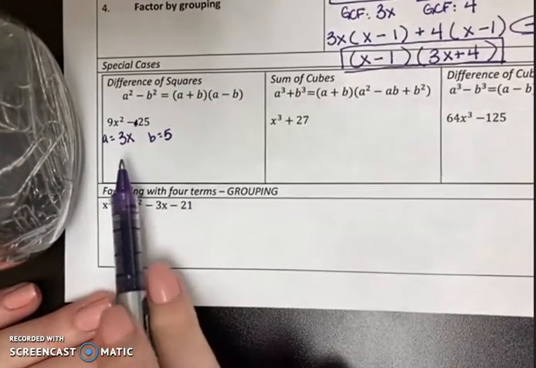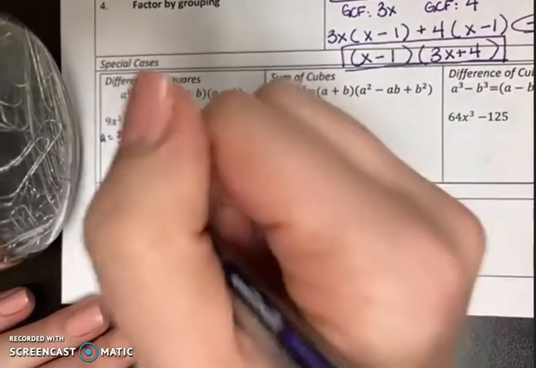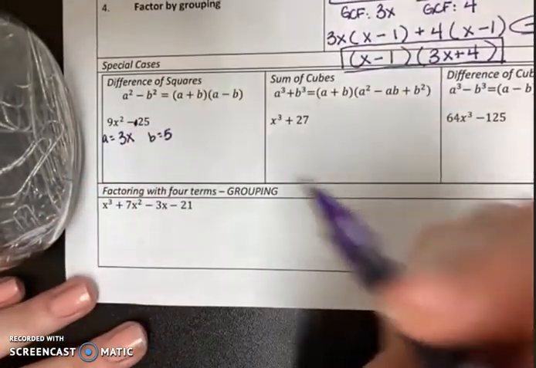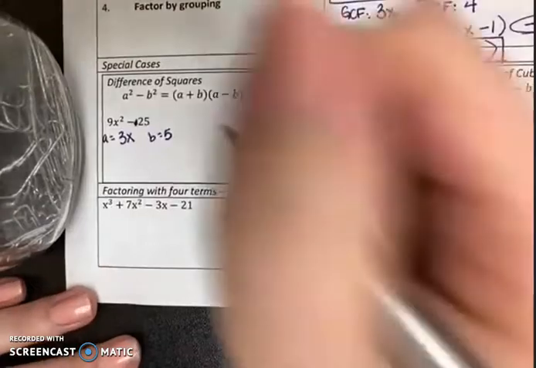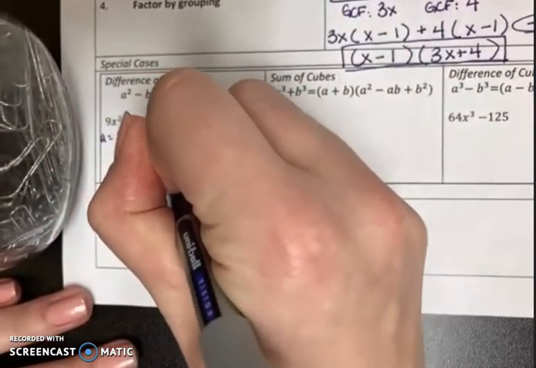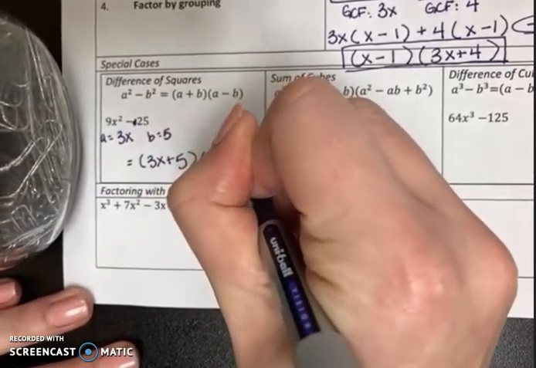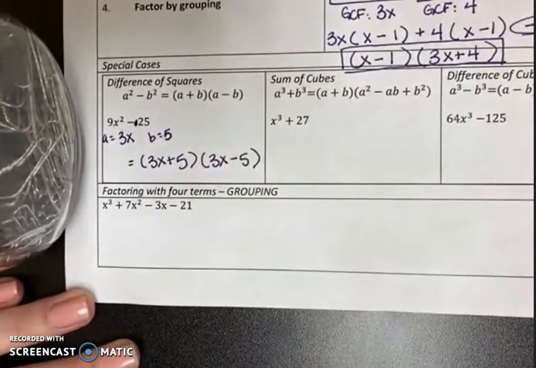Now that I've identified my a and b, I can just plug it into my formula. So a squared minus b squared, or 9x squared minus 25, is equivalent to 3x plus 5 times 3x minus 5.